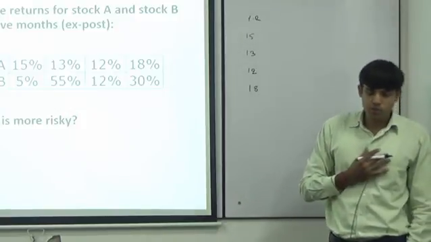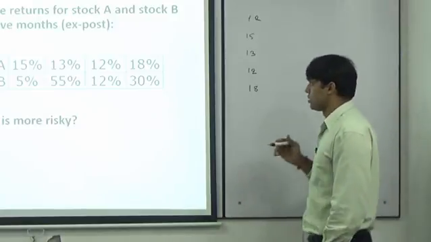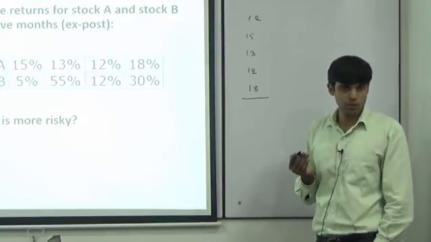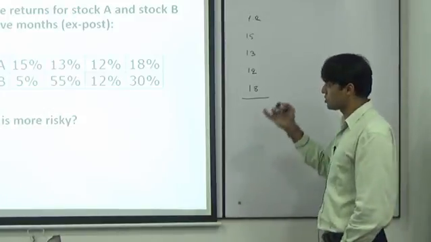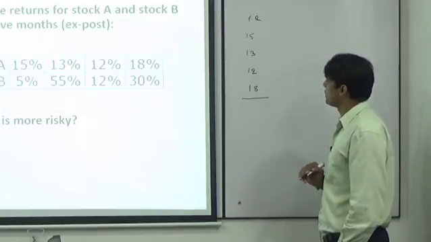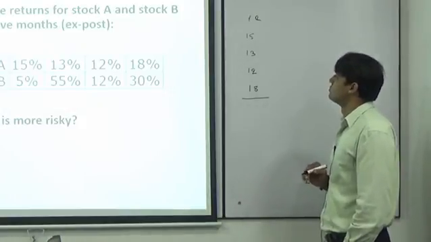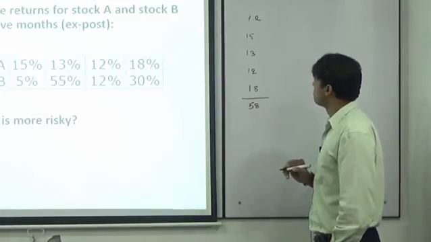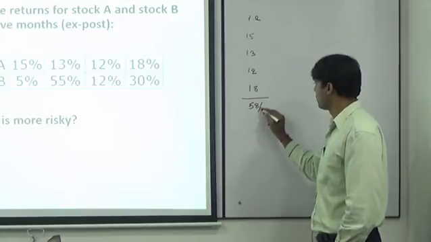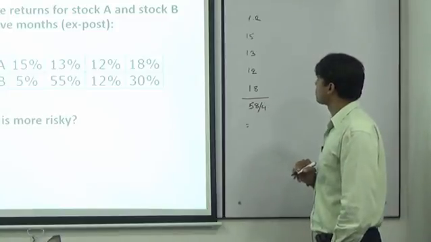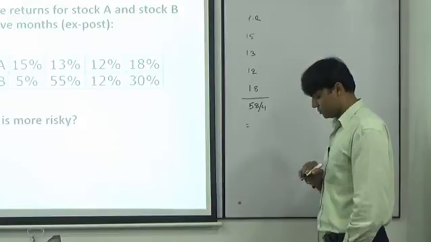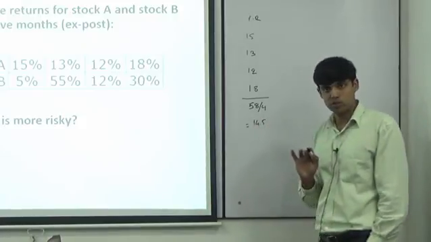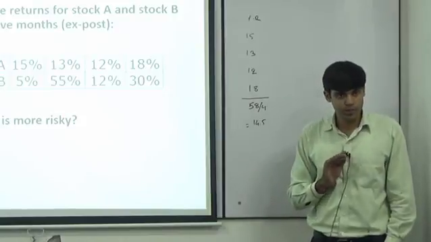Now since we are doing for past data, that is ex post, we have to first of all find out the mean return or say average return. It is going to be on simple average basis. चलो ये सबका टोटल कितना आ रहा है? 58, right? And if I have to find out simple average of this, this is to be divided by 4. So 14.5, right? So this is my average return.